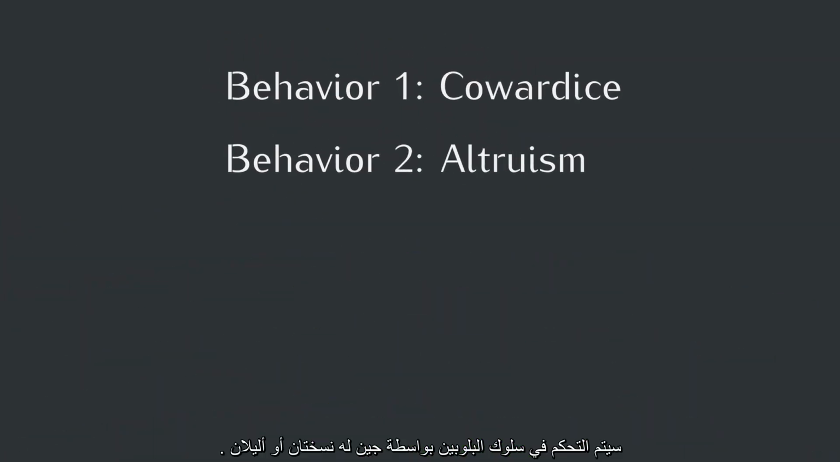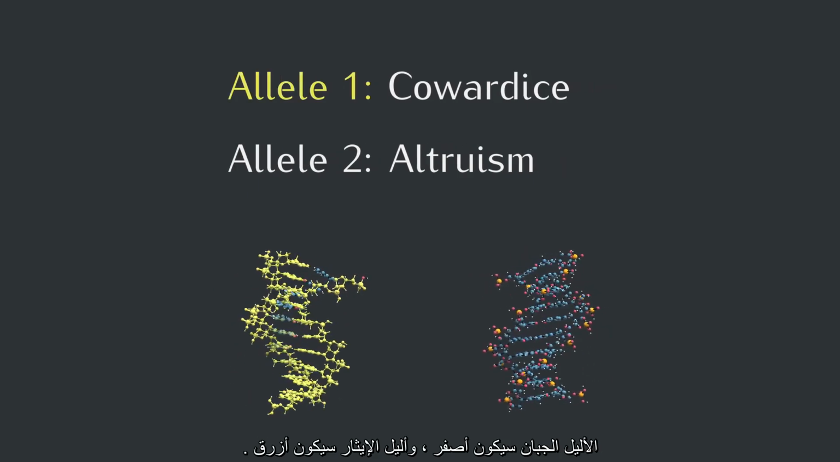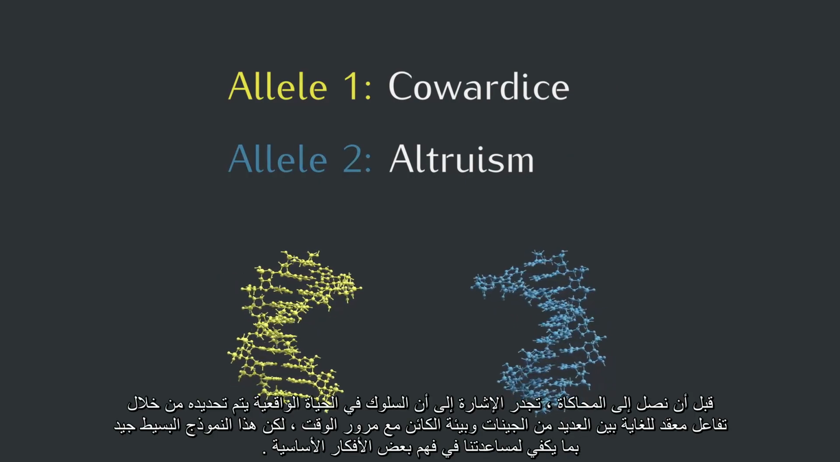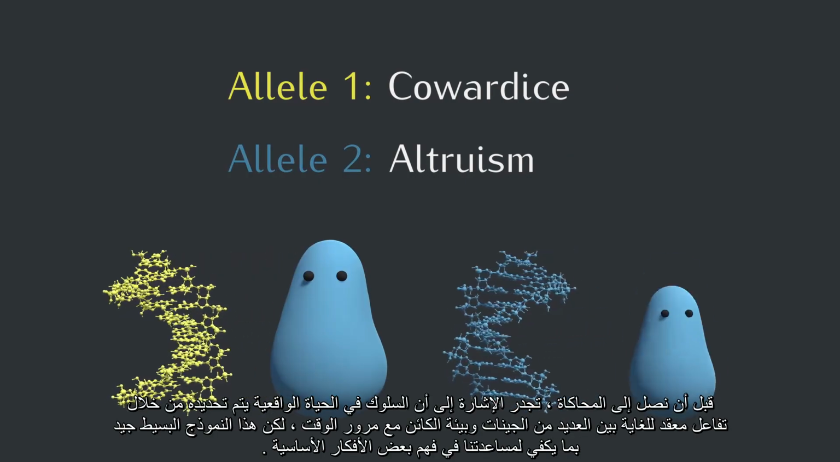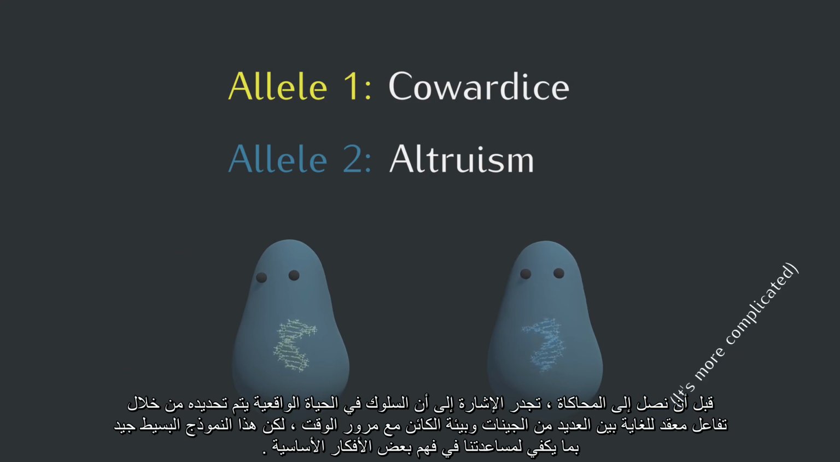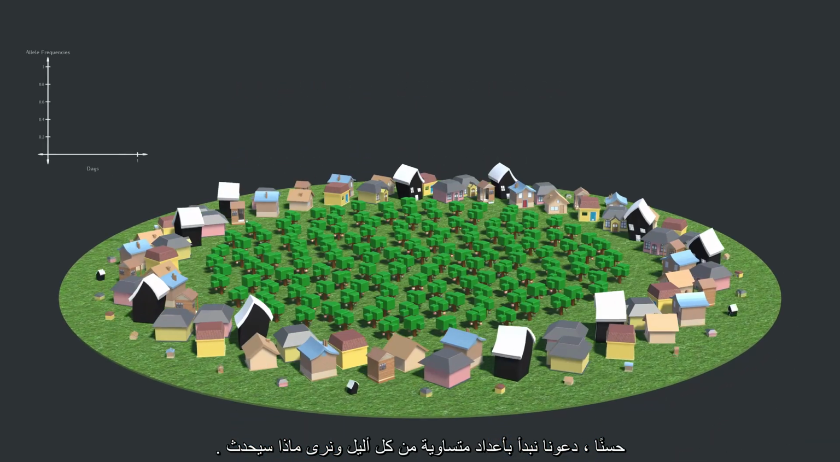The blob's behavior will be controlled by a gene, which has 2 versions or alleles. The cowardly allele will be yellow, and the altruism allele will be blue. Before we get to the simulation, it's worth saying that in real life, behavior is determined by a mind-numbingly complex interaction between many genes and a creature's environment over time, but this simple model is good enough to help us grasp some fundamental ideas. Okay, let's start with equal numbers of each allele and see what happens.